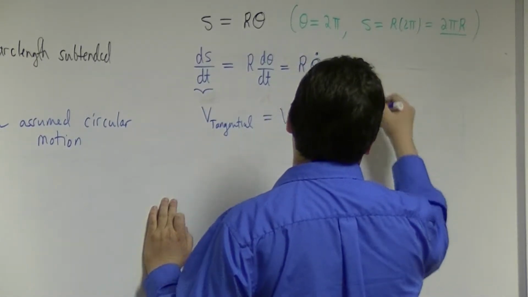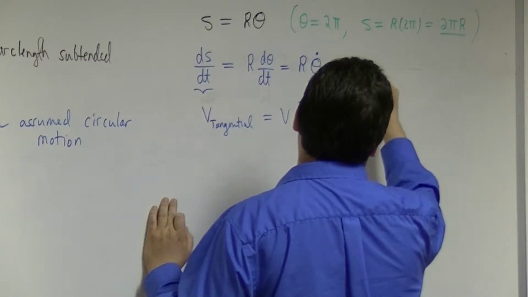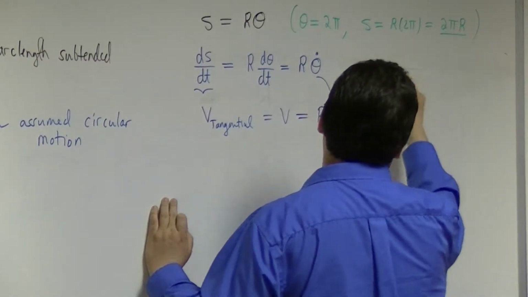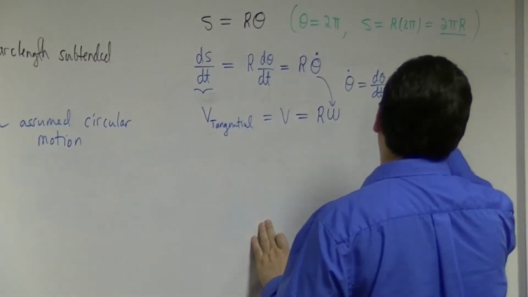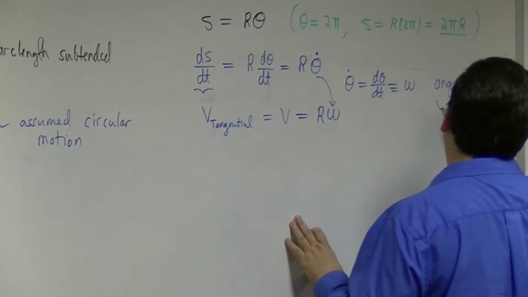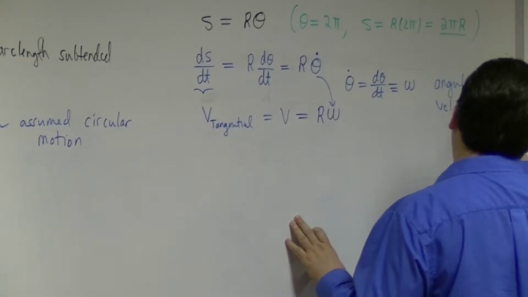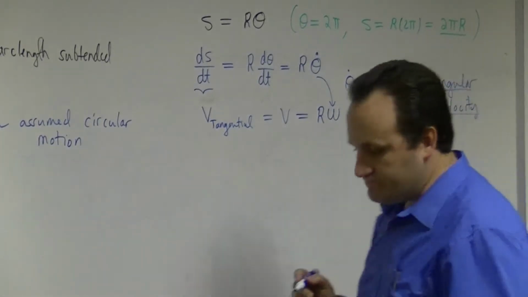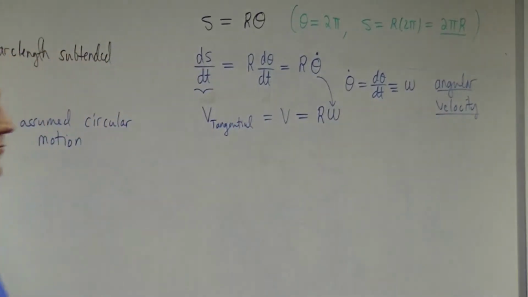So here, theta dot, or d theta/dt, is defined to be omega, which is the so-called angular velocity. Okay. What are the units for angular velocity? Well, it's d theta/dt, so it's radians per second. Of course, I'm talking about the instantaneous angular velocity. And you could also talk about average angular velocities.